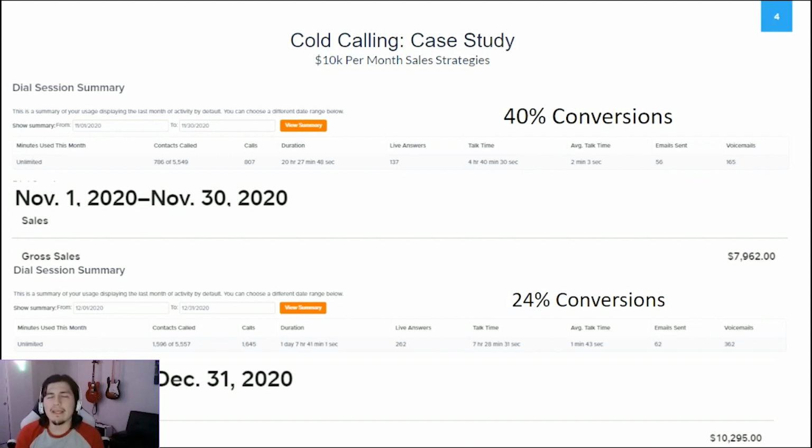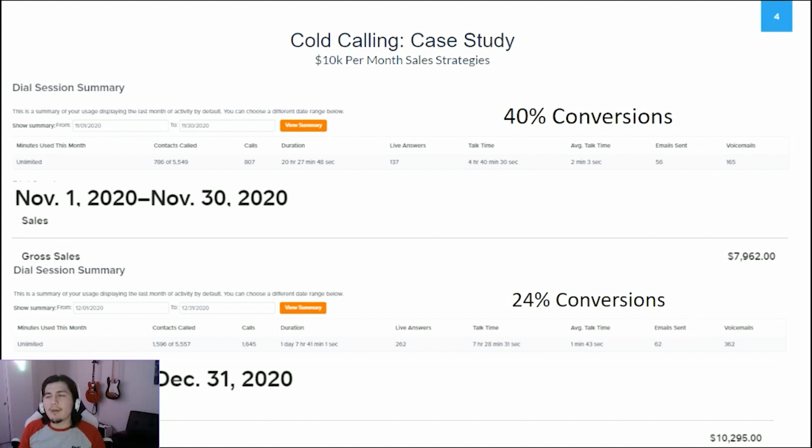Then the next month, I was like, all right, that was easy. We're taking it back, and we really got to grind now because it's New Year's, it's Christmas, it's Hanukkah, it's every holiday in the book. So as you can see, I doubled my numbers, 1,600 dials, which doubled the live answers, 262 live answers, and only 62 emails sent. Now, why did that conversion drop? Because I think a lot of it had to do with the holiday.